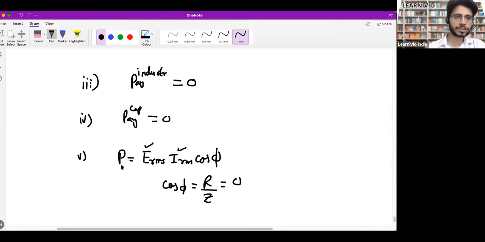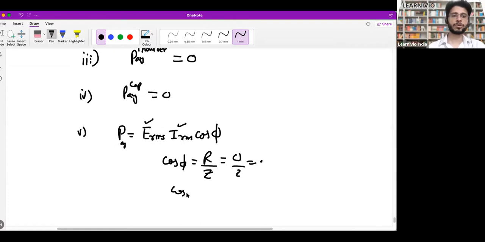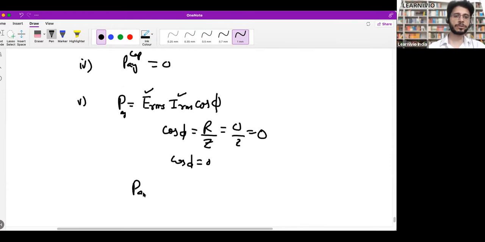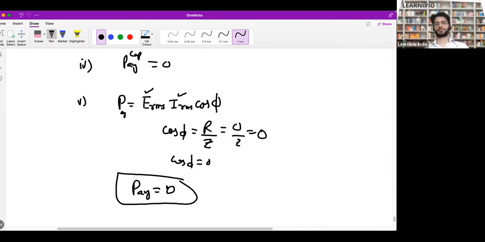Then what should be the average power here? If R is 0, that means cos phi is 0. So your cos phi comes out to be 0. If your cos phi is 0, how much is average power? P average is 0 again. So average power dissipated in the circuit would be 0 again. So this is how we do this calculation. Is it clear now? Yes, sir.